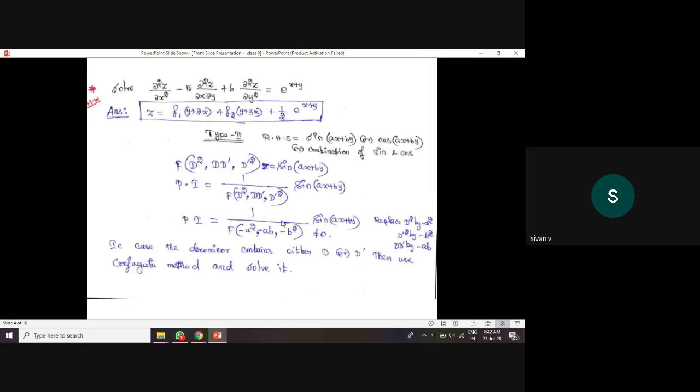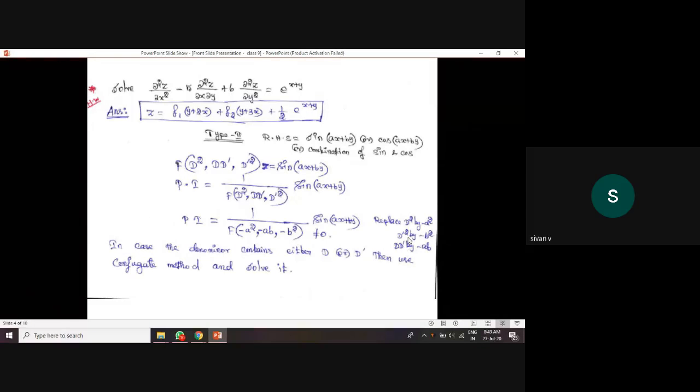Here we have to make some adjustment or replacement. D square is replaced by minus a square. D dash square is replaced by minus b square. D D dash is replaced by minus ab. These are the steps we have to do to reduce the particular integral. D square is replaced by minus a square, D dash square is replaced by minus b square, and D D dash equals minus ab.